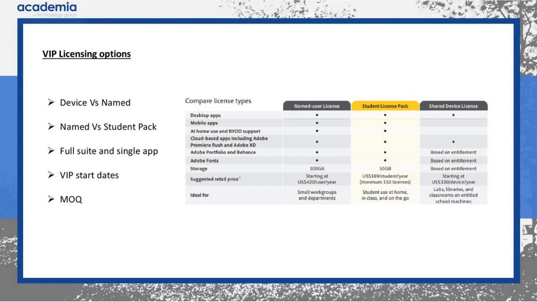So really good to be aware of how the start dates work and how that might benefit you. Even more of importance if you're running Adobe over particular semesters, so it may only be needed for 4 to 6 months, for example. Minimum order quantities are something you need to be wary of as well. So all K-12 options, both named and device options, all have a minimum order quantity because the unit cost is so low.